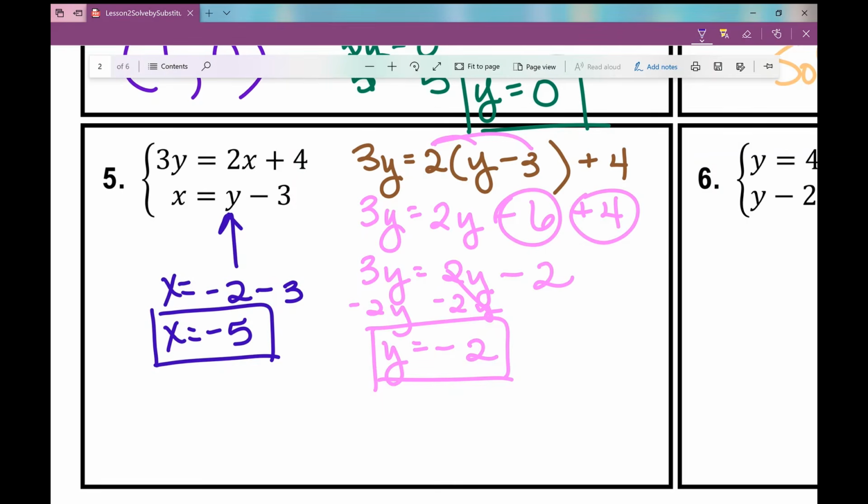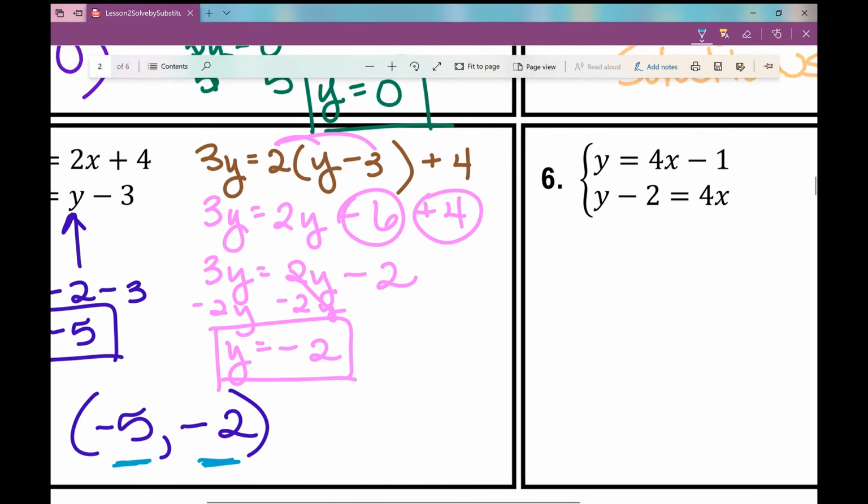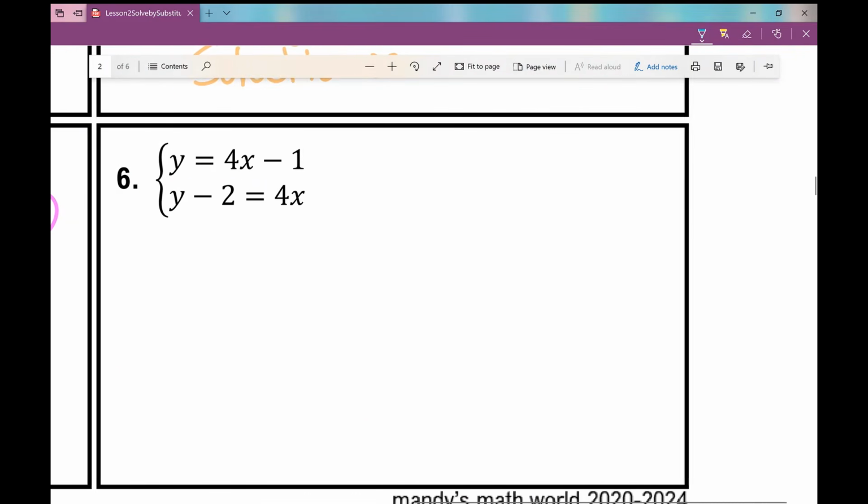Let's write our answer as an ordered pair. Negative 5, negative 2. What's the x value of the solution to this system of equations? Negative 5. What's the y value of the solution to the system of equations? Negative 2. Let's move on to our last example.